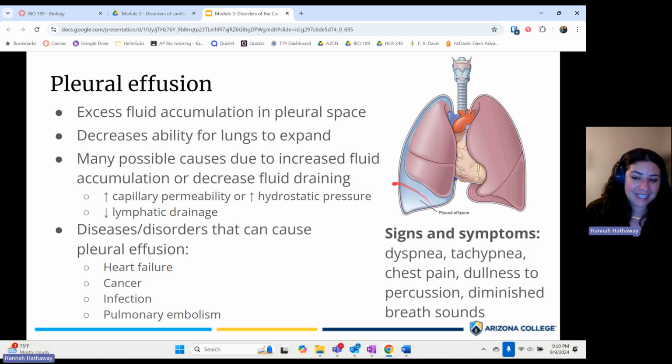Chest pain, this can feel very uncomfortable and cause some fullness. Dullness to percussion, meaning if you tap on their chest, the sound is going to be less hollow and be more dull because it's full of fluid instead of filled with air. And then decreased breath sounds, because once again, this lung that has the pleural effusion is not inflating properly.